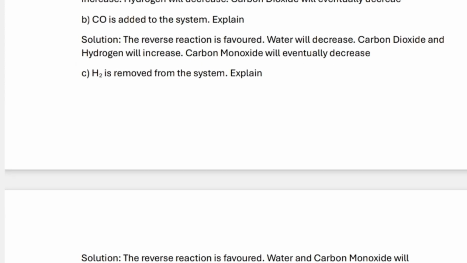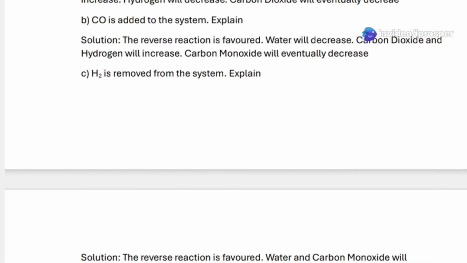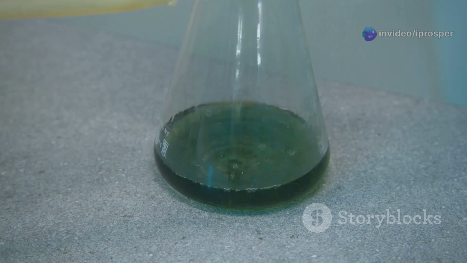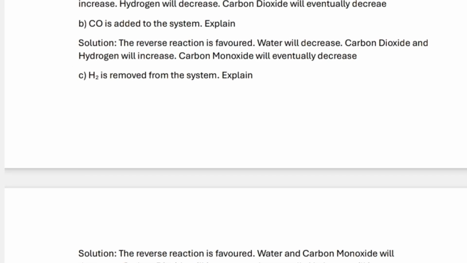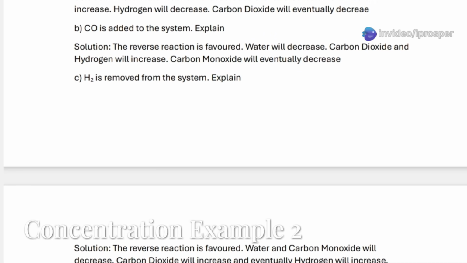Consider the equation CO2 plus H2 in equilibrium with H2O and CO. What will the effect on the equilibrium be if CO2 is added to the system? The forward reaction is favored. Water and carbon monoxide will increase, hydrogen will decrease, carbon dioxide will eventually decrease.